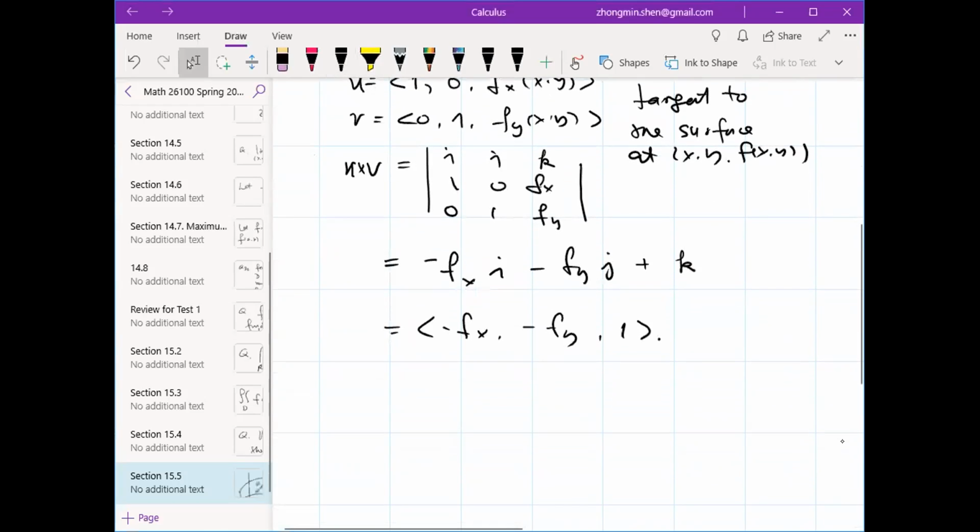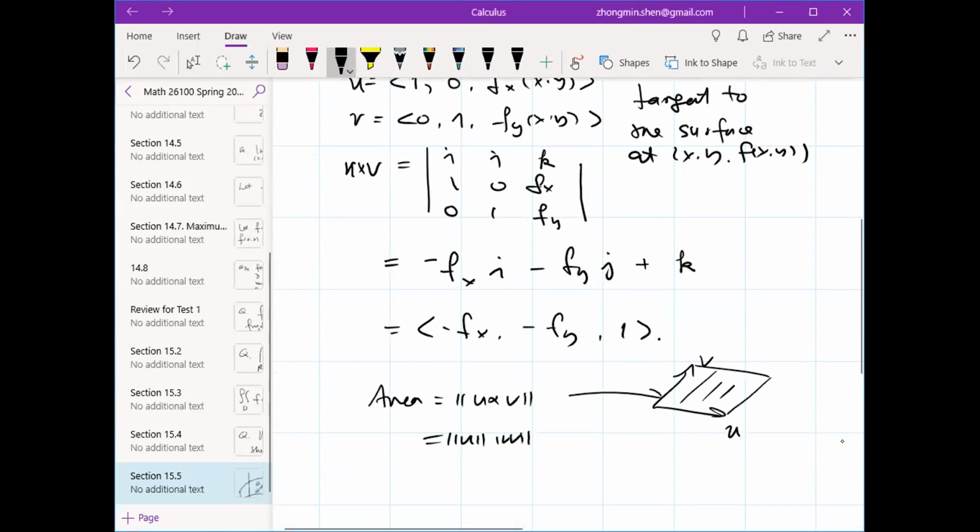Now in geometry, if we have two vectors, the area of the parallelogram is going to be the length of the cross product. So the area is going to be the length of the cross product. It's actually the length of u times the length of v, and if you know the angle theta here, times sine theta. So clearly the length of u times the length of v times sine theta gives the area of the parallelogram.